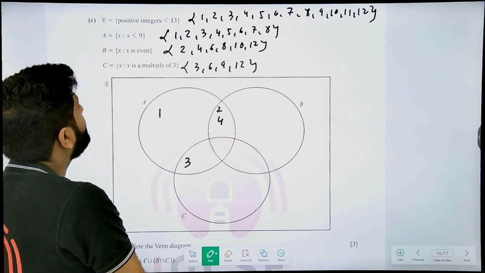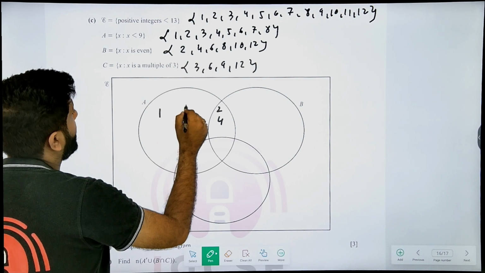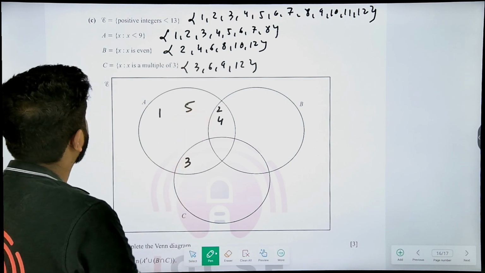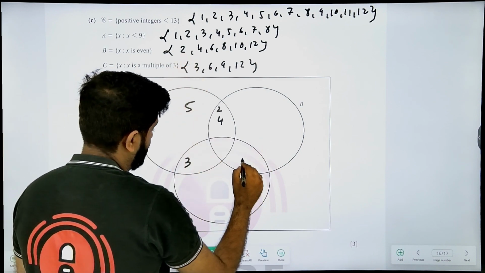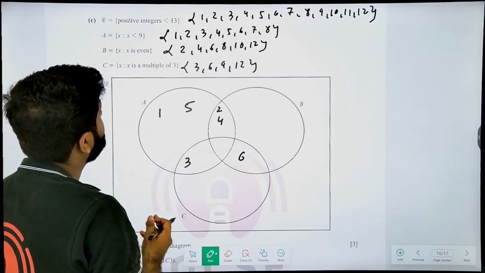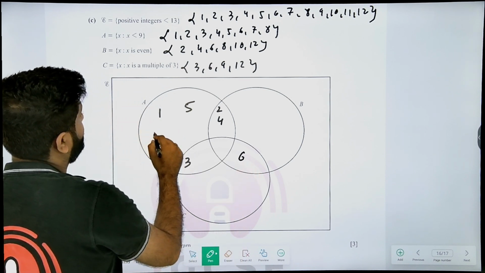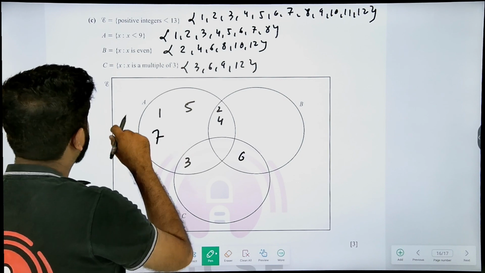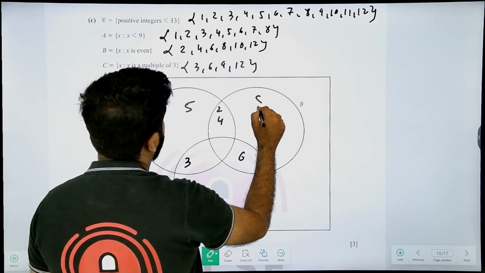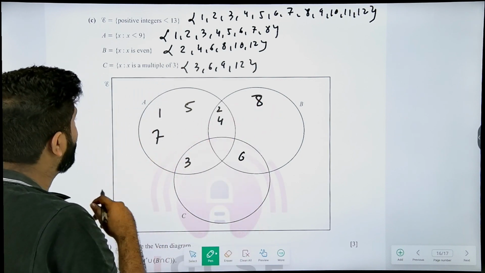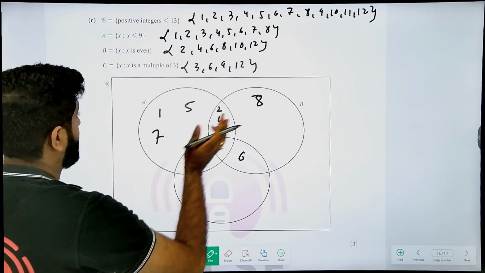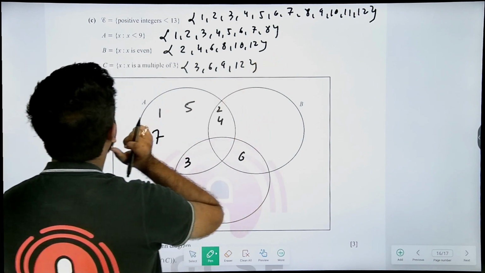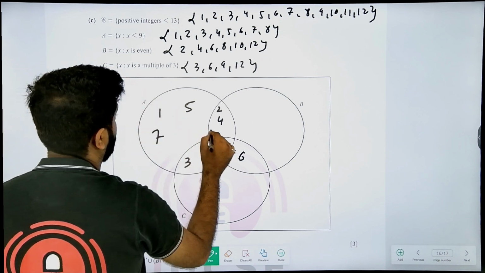Okay, then I have 5. 5 is only a part of A. Okay, 6. 6 is a part of B and C. Then I have 7. 7 is a part of A. Then 8. 8 is a part of only B. Sorry, 8 is not only a part of B, it is also a part of A.